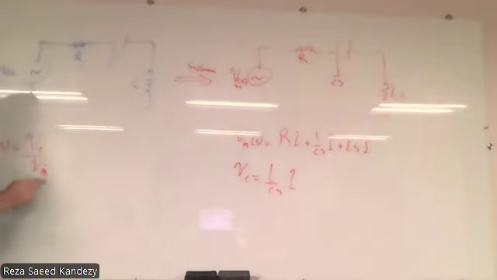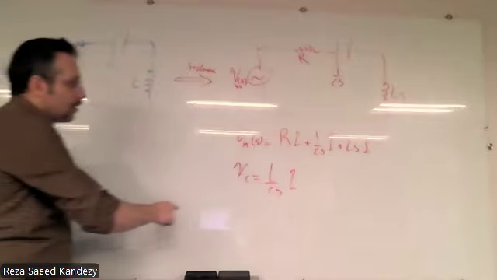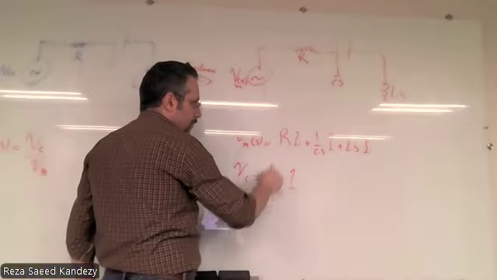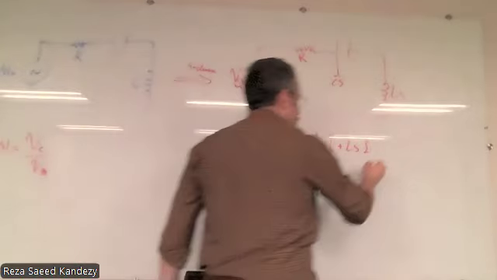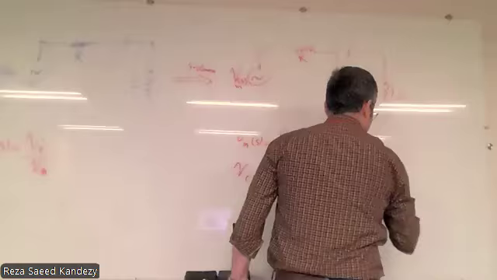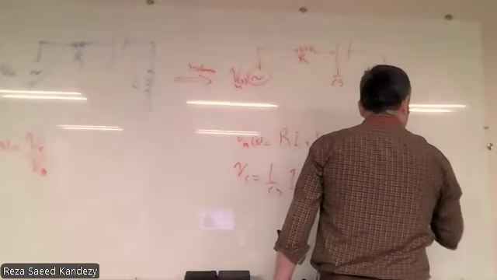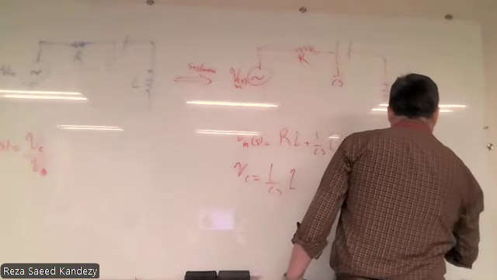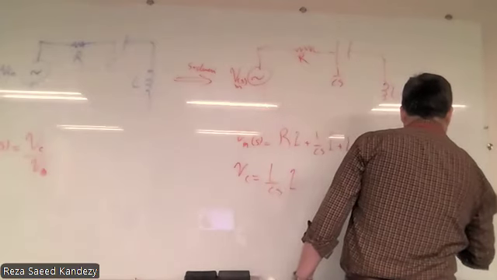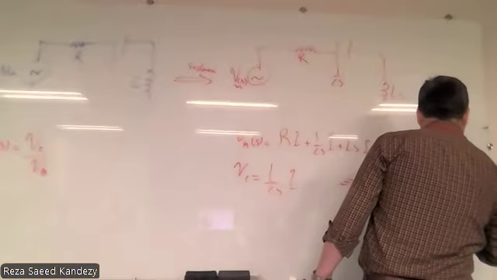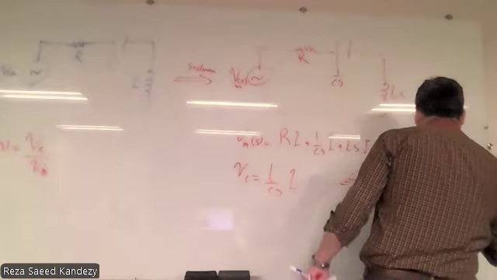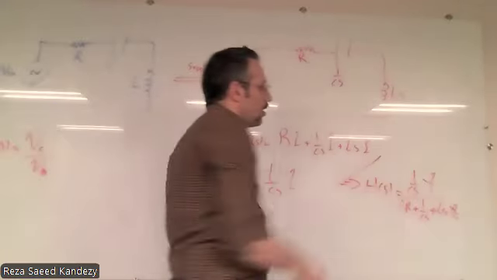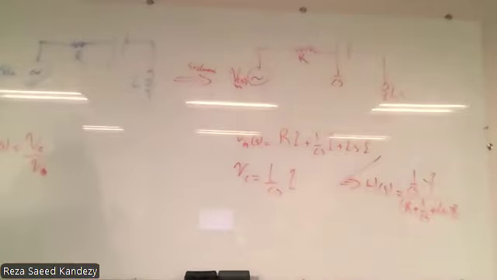So V of C over Vin is simply dividing this equation by this equation. So H of S becomes 1 over CS times I, and this one is R plus 1 over CS plus LS times I, and the I cancel each other out, and you have your transfer function.